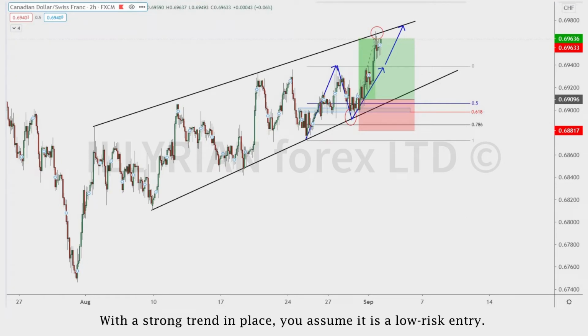With a strong trend in place, you assume it is a low-risk entry. It does not always work this well, but sometimes it does. You have to be very watchful about these kinds of price behavior, because these are good points to enter a trade. The potential risk of loss is small, and the potential profit is big.